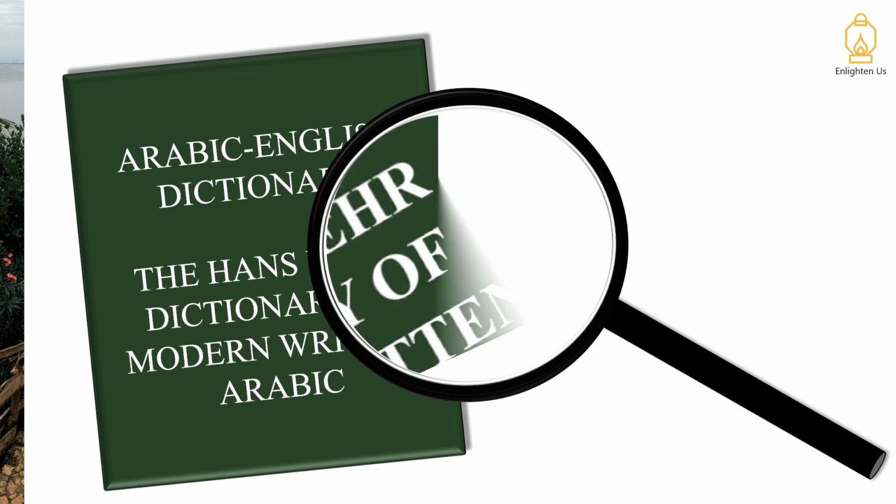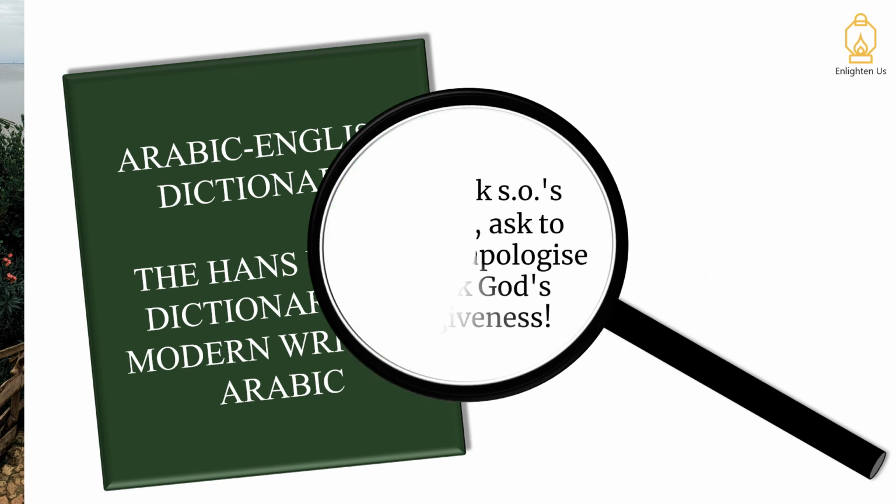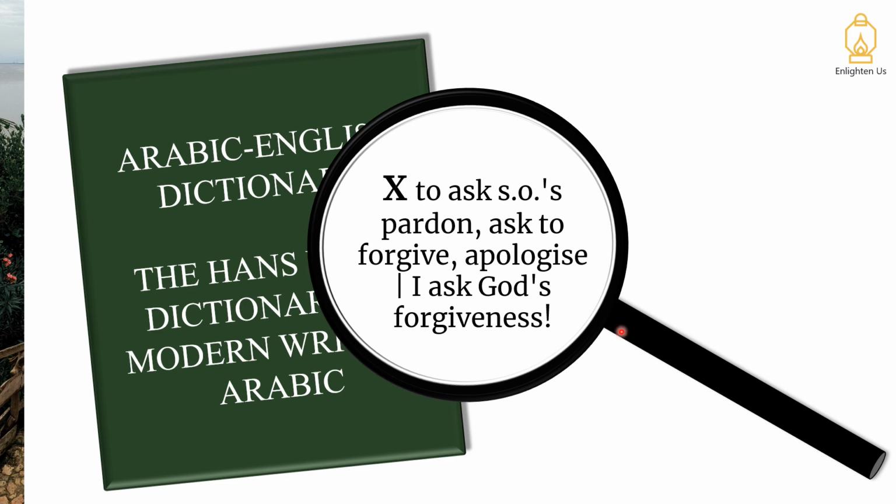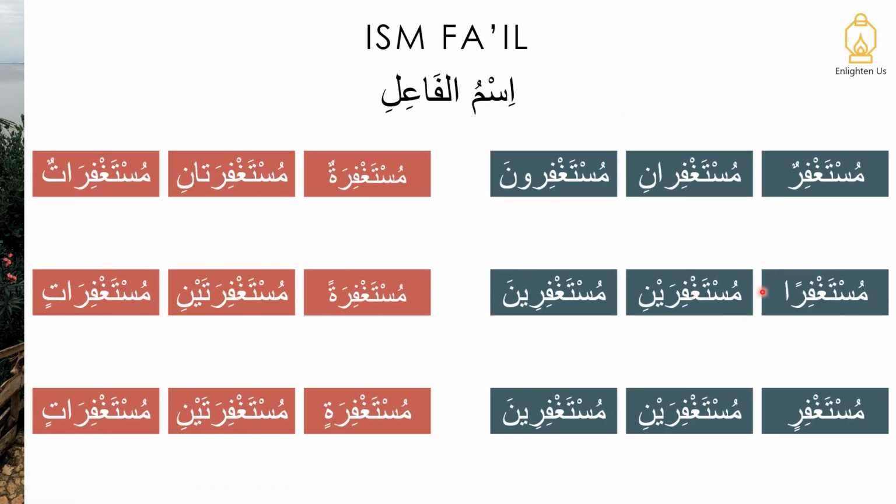So what does istighfar mean, or that particular verb form? Well, it's to ask for someone's pardon or forgiveness, to apologize, specifically, especially for Muslims, to ask for God or Allah's forgiveness. Now let's have a look at ism fa'il. So the ism fa'il that we are expanding on is mustaghfirun.